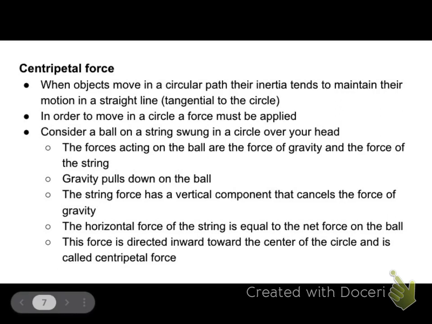The inward directed force that's toward the center of the circle is called centripetal force. Sometimes this is one force, like we see with the string on the ball. The string's force inward is the only force. Sometimes it's a combination of forces, but the net force towards the center of the circle is called centripetal force.